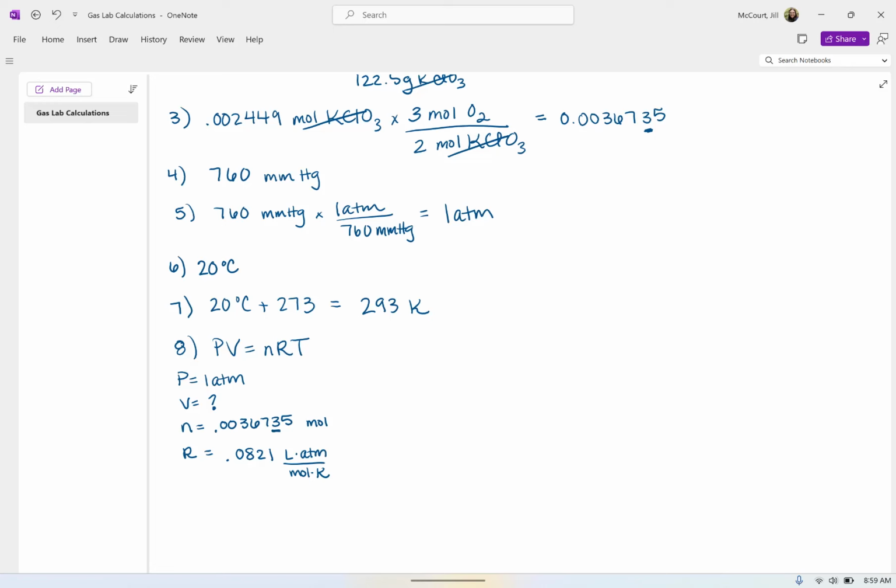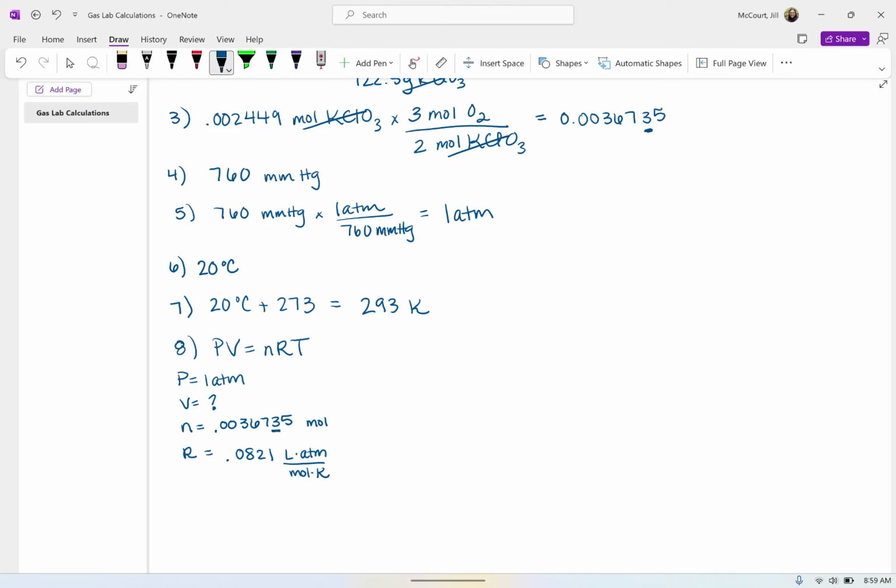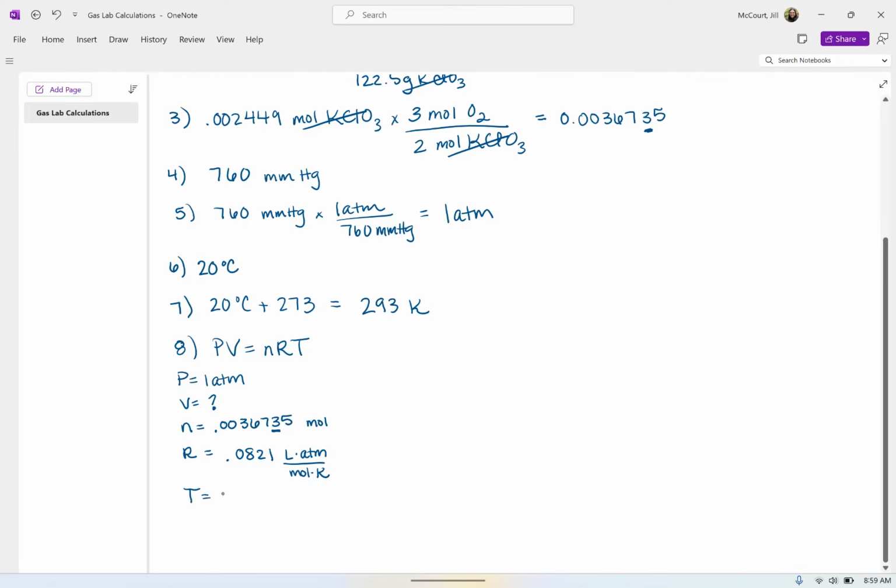So you can't use this gas law unless you have your values all in these units. So don't forget to double check that and make sure your units are accurate before you report your final answers. Okay, and then lastly, we would use our temperature of 293 Kelvin. And so I'm just going to take these and solve for volume.